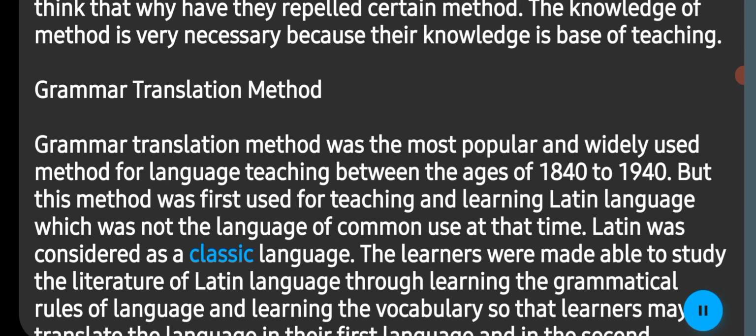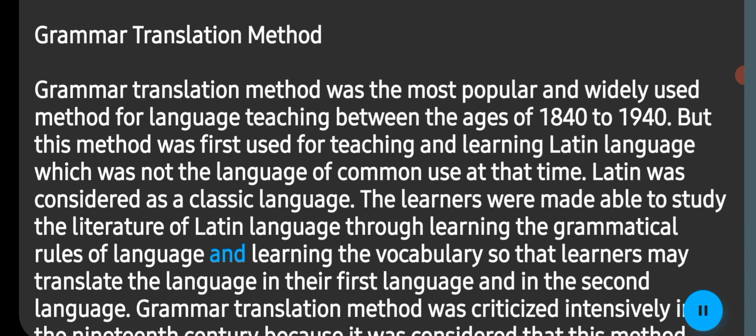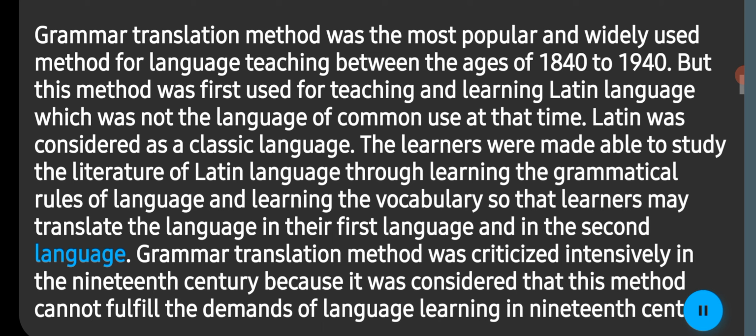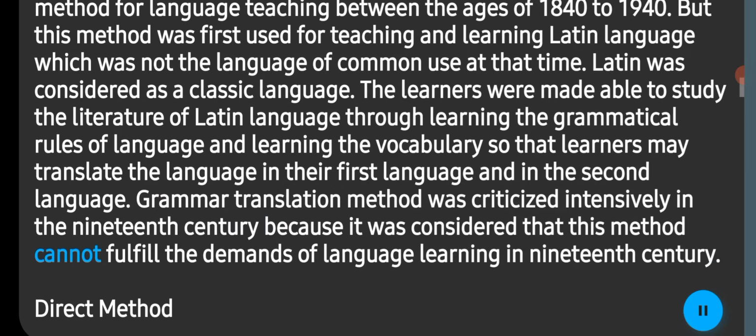Latin was considered a classic language. The learners were made able to study the literature of the Latin language through learning the grammatical rules and the vocabulary, so that learners may translate between their first language and the second language. The grammar translation method was criticized intensively in the 19th century because it was considered that this method could not fulfill the demands of language learning in the 19th century.